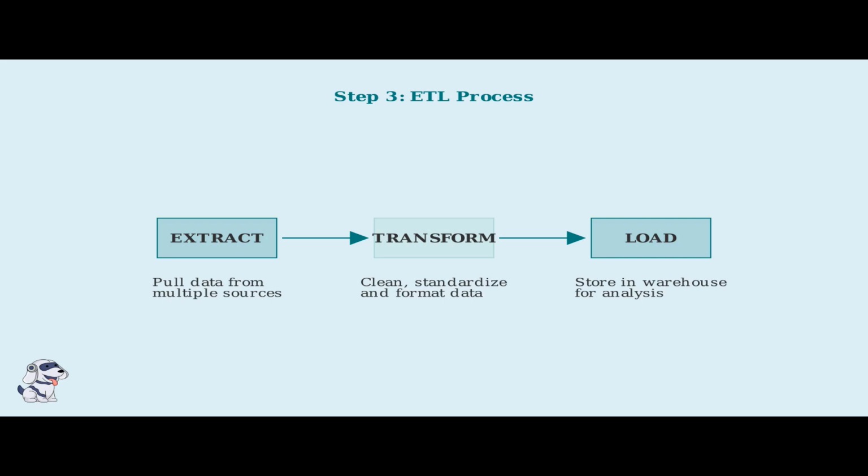Step 3 is the ETL process: extract, transform, and load. This involves extracting data from various sources, transforming it into a consistent format by cleaning and standardizing it, and loading it into a data warehouse or analysis-ready format.